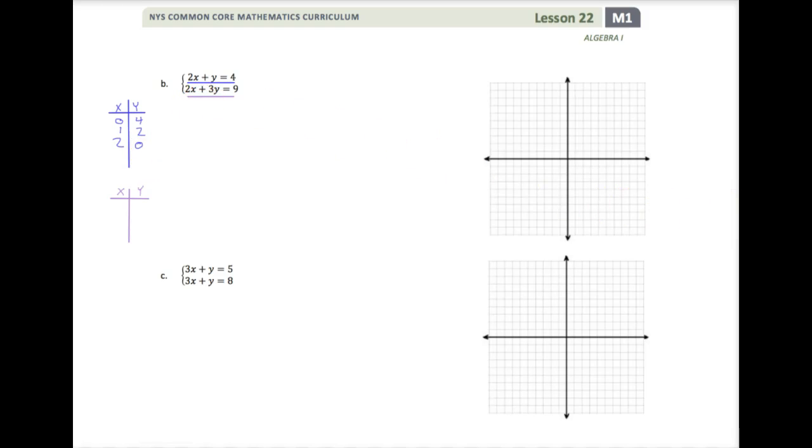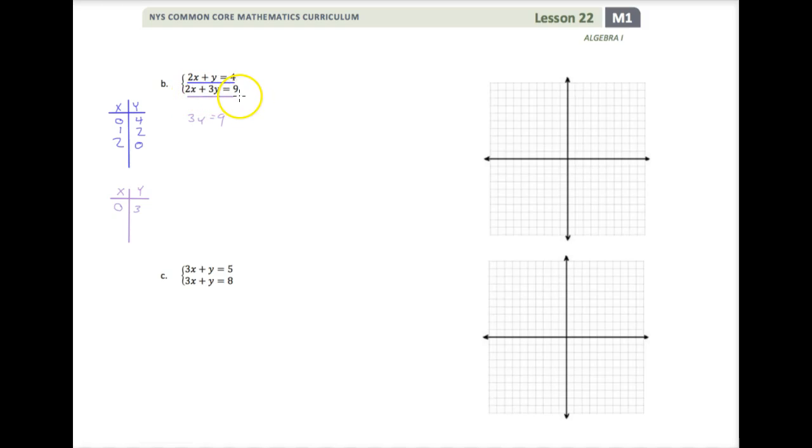Next, we're going to switch and look at our 2x plus 3y. So I'm going to go ahead and put 0 in for x. When I put 0 in for x, we get 3y equals 9. And it's pretty easy to see that y is 3. Now, if I put in 1, I'm going to get 3y equals 7.